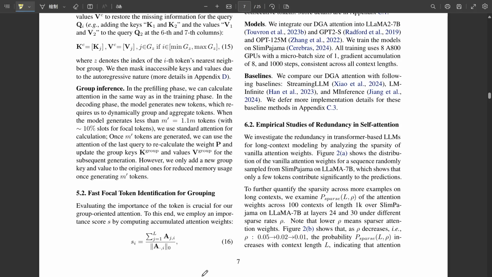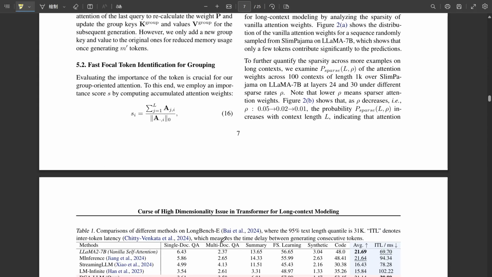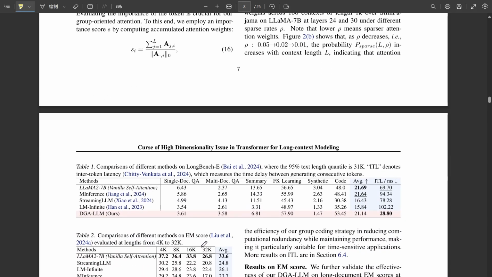That makes a lot of sense. Redundancy isn't unique to language data. Not at all. So the academic contribution potentially has broader implications. All right, so let's just quickly recap. We started with this big challenge, the curse of high dimensionality in long context transformers. Basically, standard attention gets bogged down, processing every single token equally, even when most aren't contributing much.